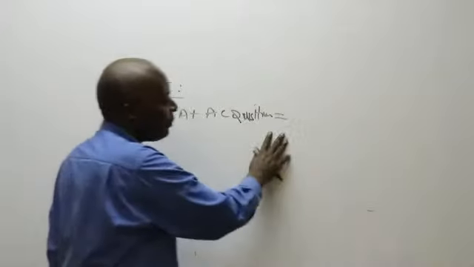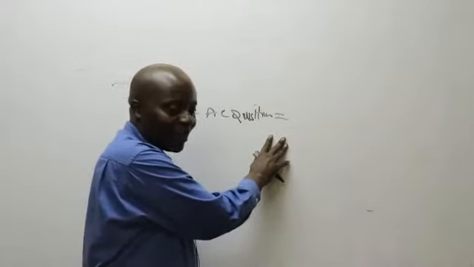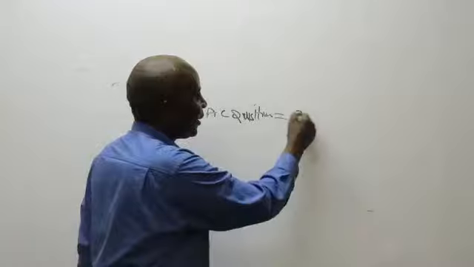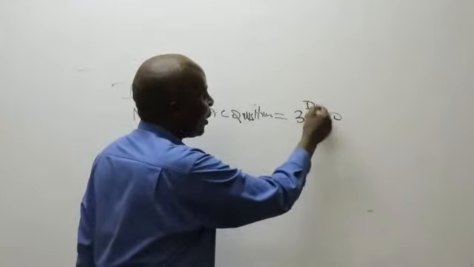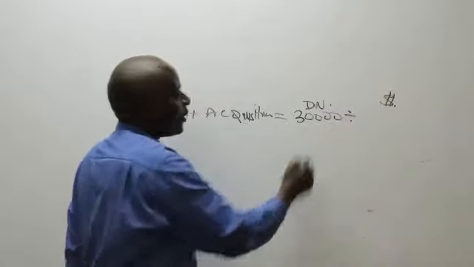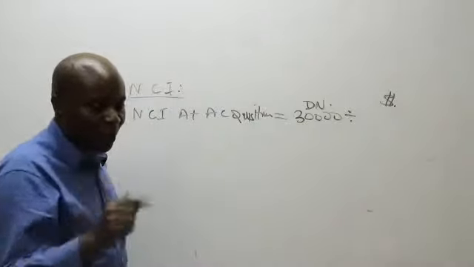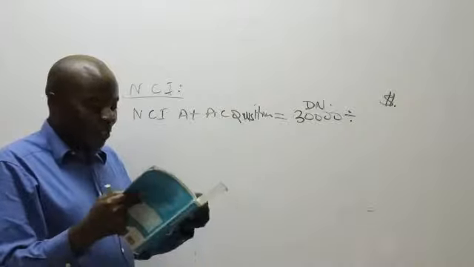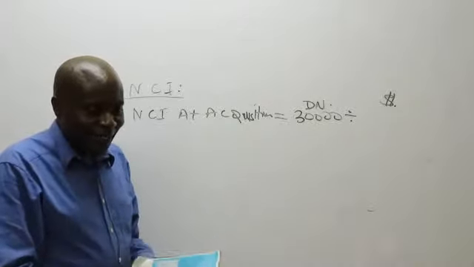NCI at acquisition ni ngapi, somebody? NCI at 30,000 DN. But now I want to translate this to dollar. So how do I translate? Which rate should I use? 4, 3, or 2? Which rate should I use?